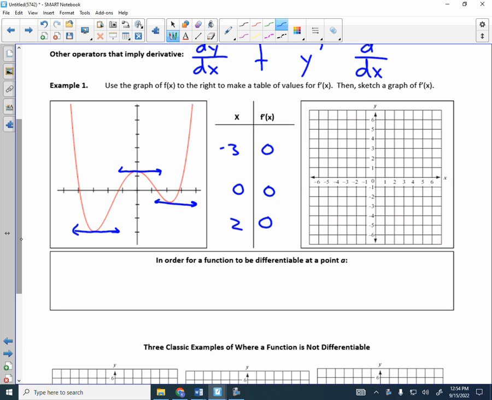So look at this function that I have there. It has a derivative. And the derivative I'm going to graph over here. So for example, this is the graph of f of x. I'm going to graph f prime of x. I'm going to graph its derivative. And its derivative has a coordinate of -3, 0. Has a coordinate of 0, 0. Has a coordinate of 2, 0.